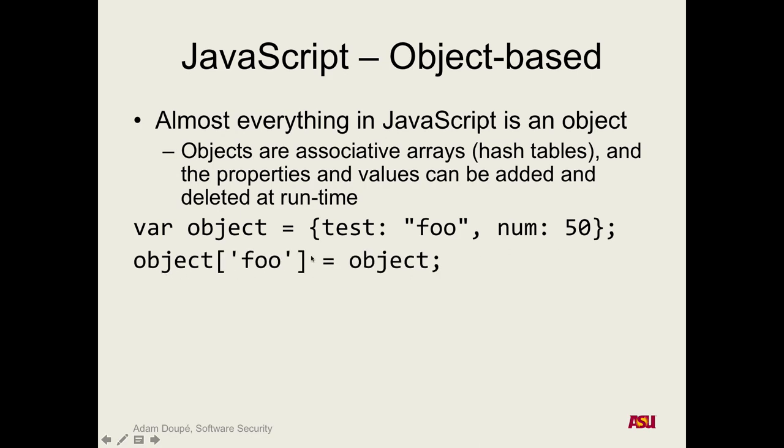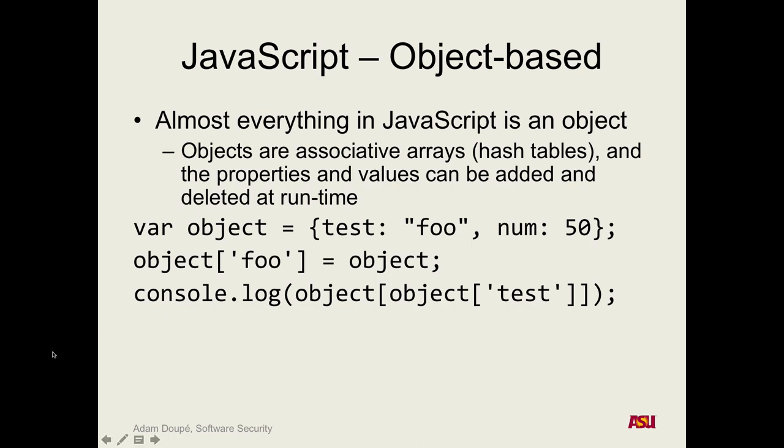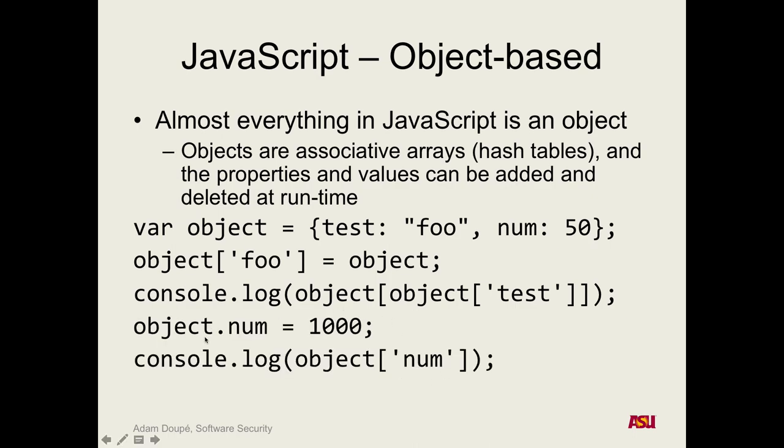So I can set object.foo equal to object. Essentially you can think of it as pointers, right? You can then use console.log object.test. What's that going to output? The object. The object, yeah. And then I can set object.num equals 10,000, and console.log object.num.